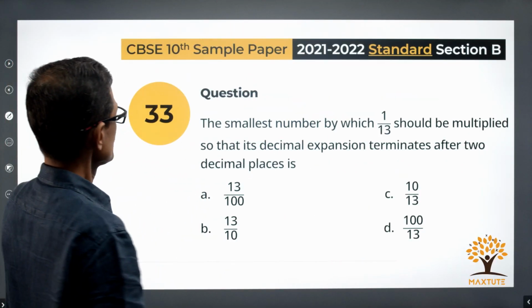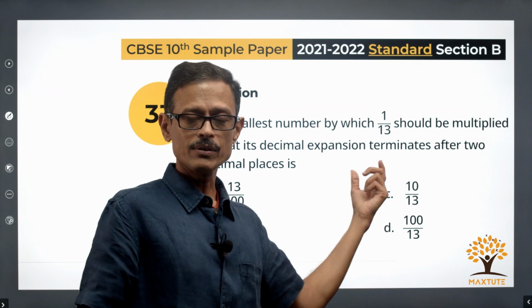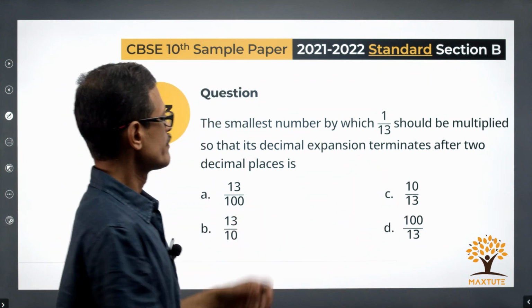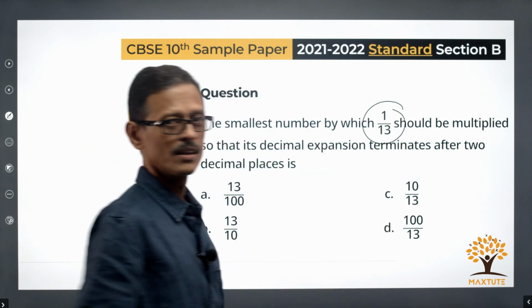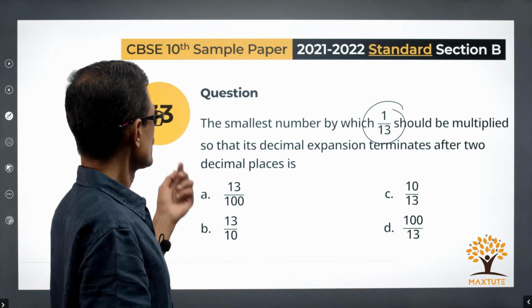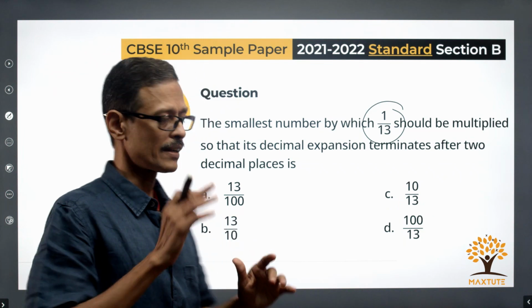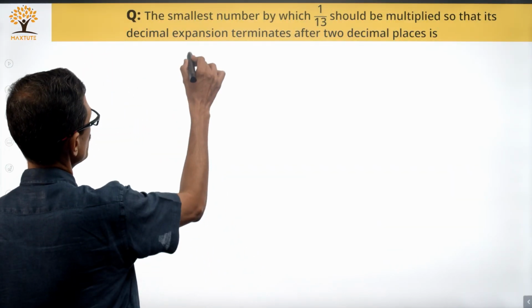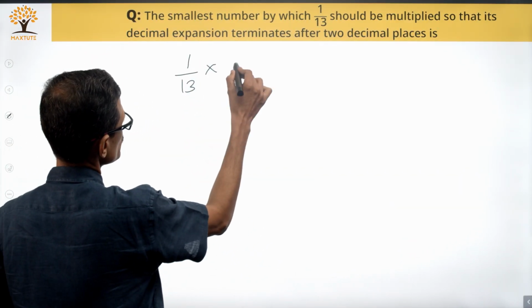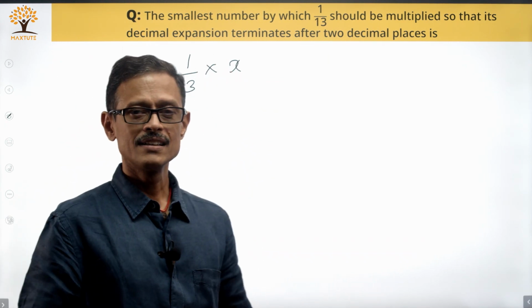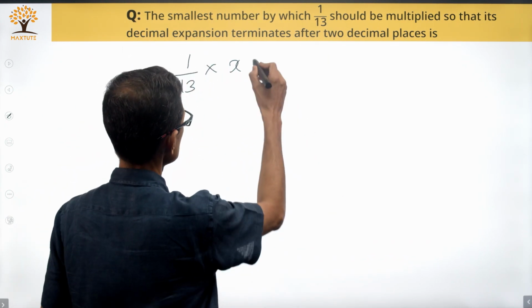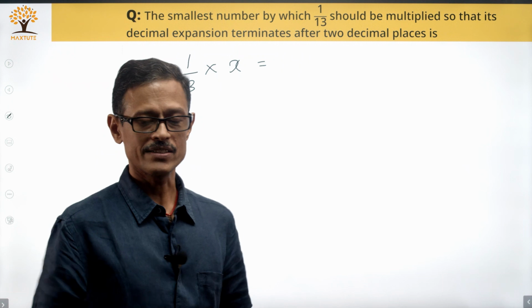Last question. The smallest number by which 1 by 13 should be multiplied so that its decimal expansion terminates after 2 decimal places, right? Essentially they are saying, hey, 1 by 13, let's say the smallest number with which we are multiplying it is equal to x, should terminate in 2 decimal places.